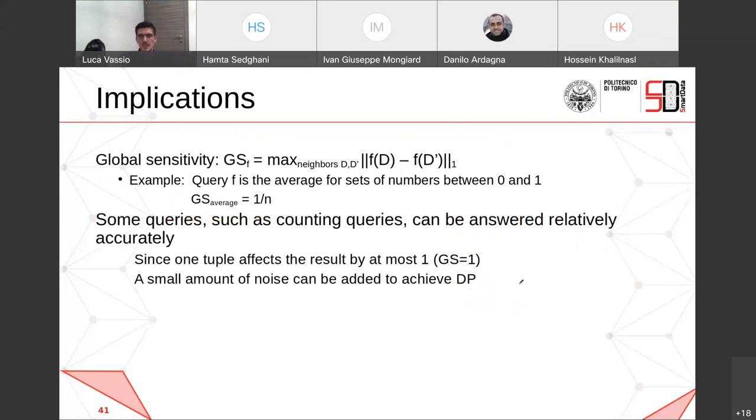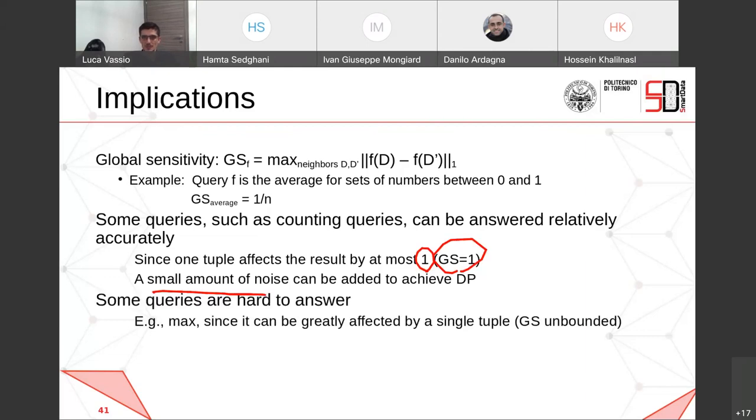And there are some queries, like counting, that can be answered accurately. Because if you want to do a count, of course one tuple can affect it by at most one. So the global sensitivity is one, because if you're counting how many people smoke, whether you are in or out, it is plus or minus one. So you can just add a small amount of noise for this kind of query.